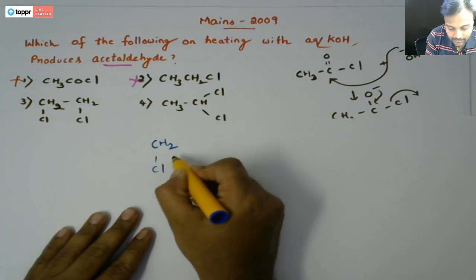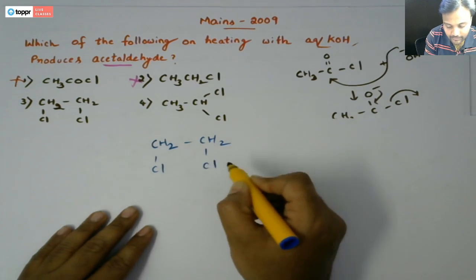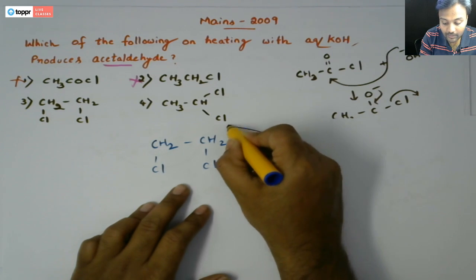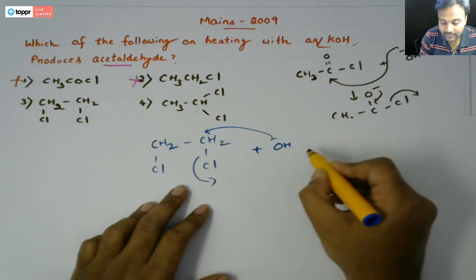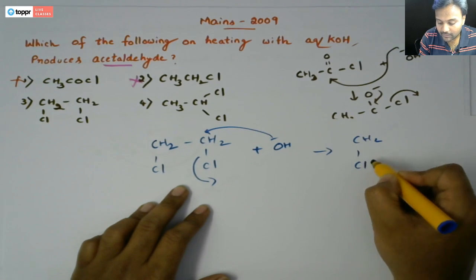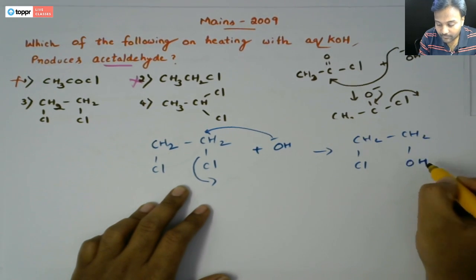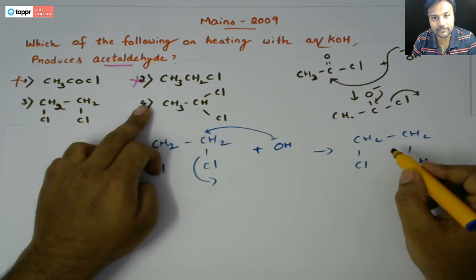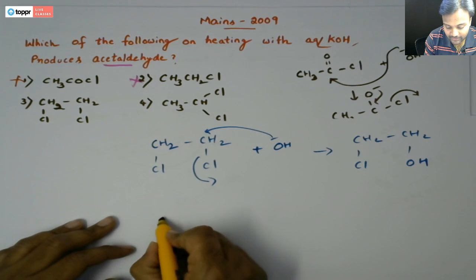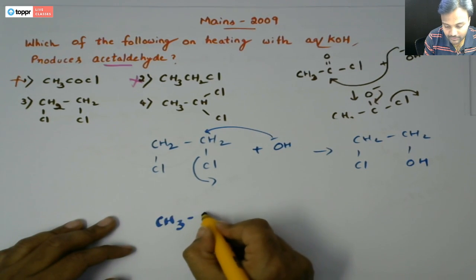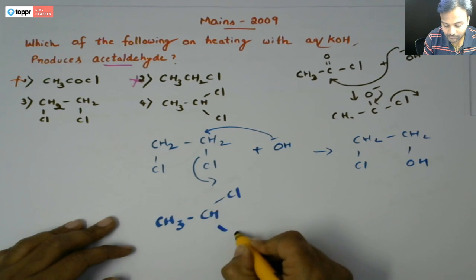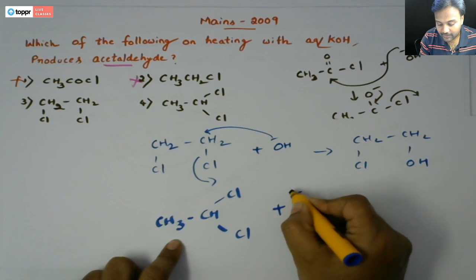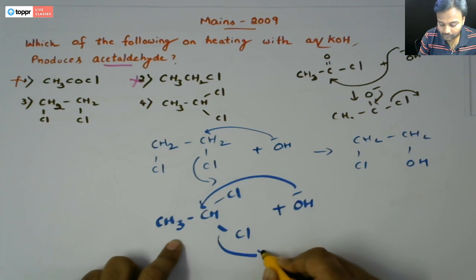CH2Cl CH2Cl. This when treated with OH minus, one of the carbon gets attached and this is eliminated. You get the compound like this. Is this acetaldehyde? No. So the answer should be in this one. So how do you write the mechanism of this? CH3, this is CH. This when treated with OH minus, it should be like this.